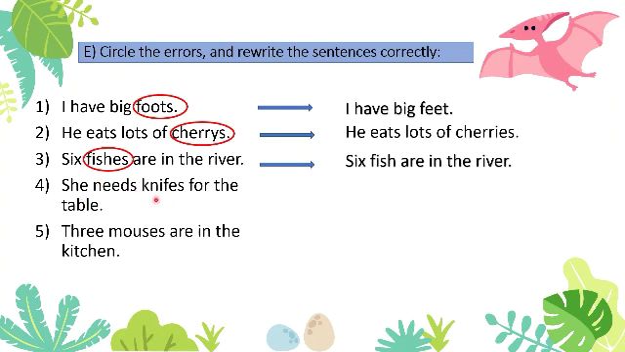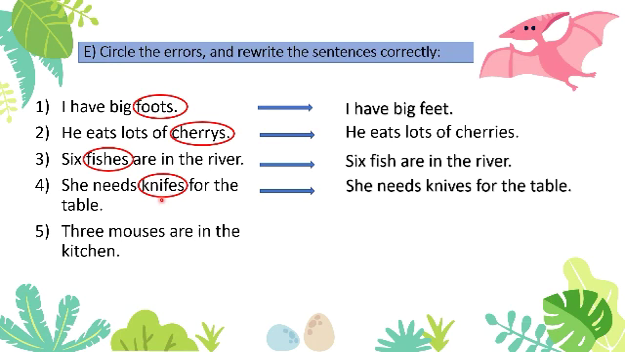She needs knives for the table. Knives. Is this the way we write knives? No, we remove that FE and we add VES, right? So this is the wrong word. She needs knives for the table.